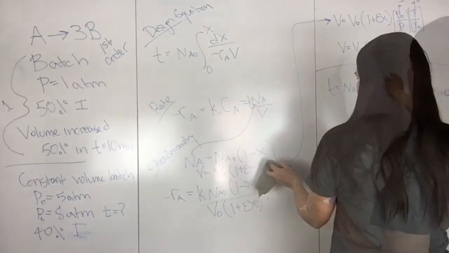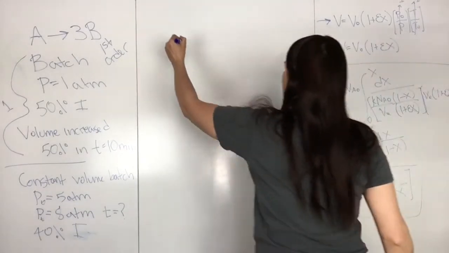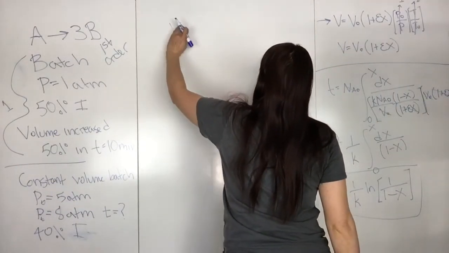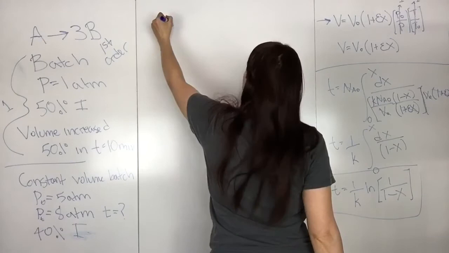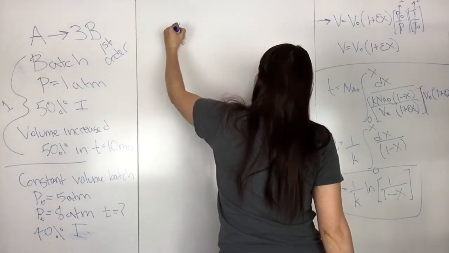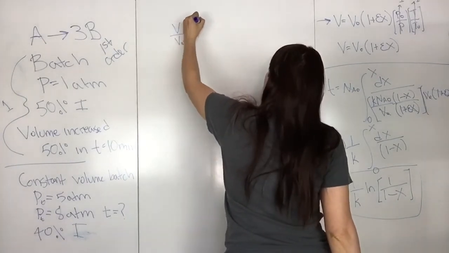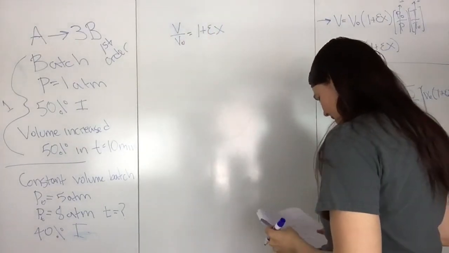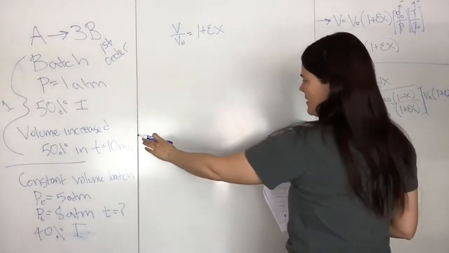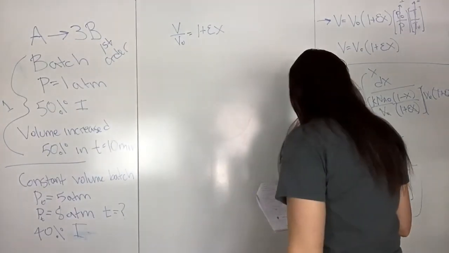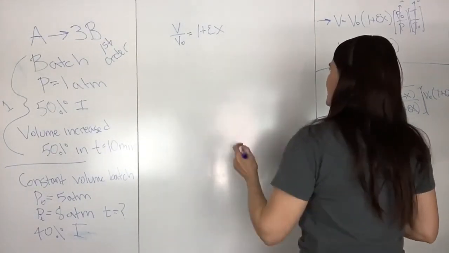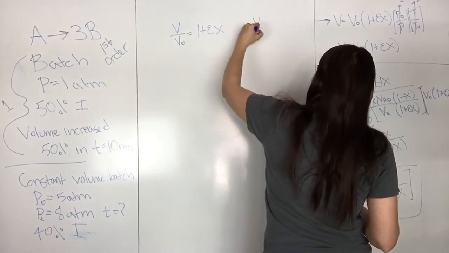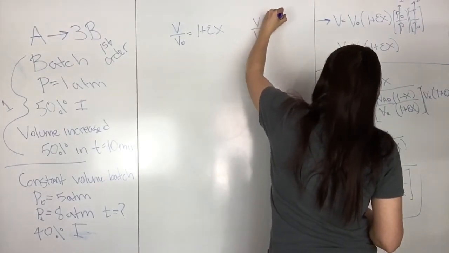I'm going to erase some things. First of all, we want to rewrite this equation. So I'm going to write it as V over V naught equals 1 plus epsilon x. And then looking at this, well, first of all, we know that the volume increased 50%. So we know that V over V naught is equal to 1.5.